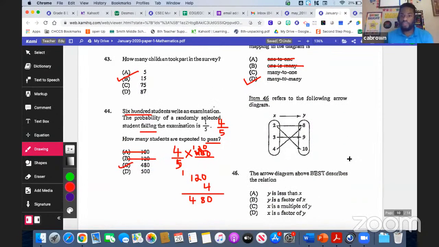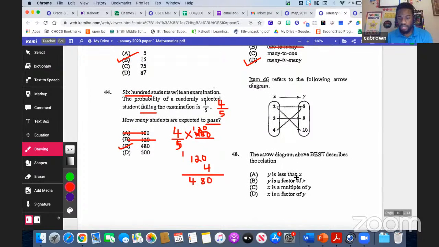Item 46 refers to the following arrow diagram. X mapped onto Y. The arrow diagram best describes the relation Y is less than X. Let's see if that is true. 8 is less than 2. That's not true. That's wrong. Y is a factor of X. Is 8 a factor of 2? Nope. That's out. So we're left with C or D. X is a multiple of Y. Is 2 a multiple of 8?